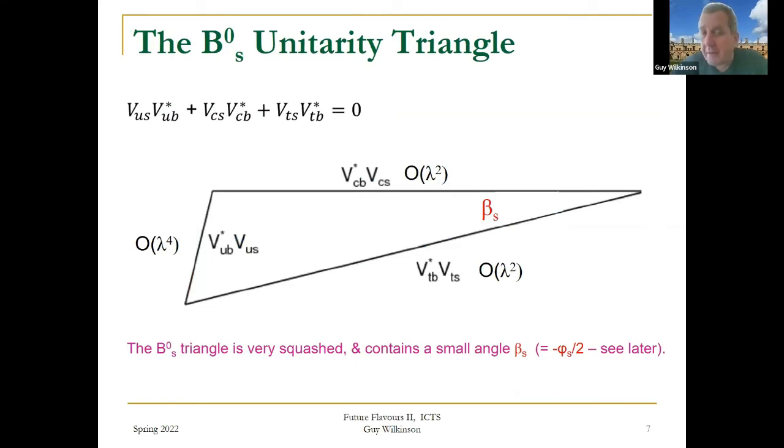This is this other triangle I spoke of, the BS unitarity triangle. It's drawn in an exaggerated form. This triangle is very squashed. This has an angle which is commonly denoted beta S, or phi s over 2 with a minus sign. And we'll come back to this in the very last topic of today's lecture.